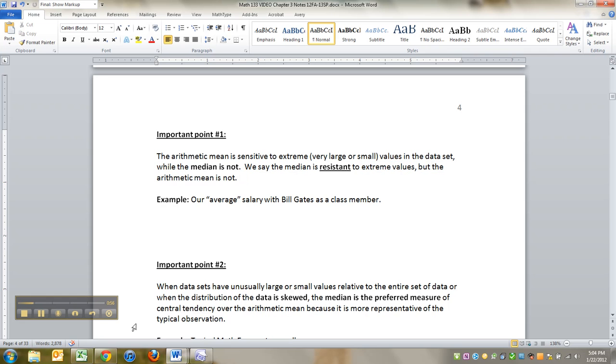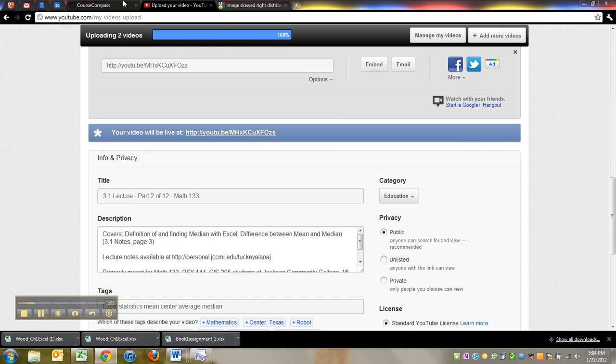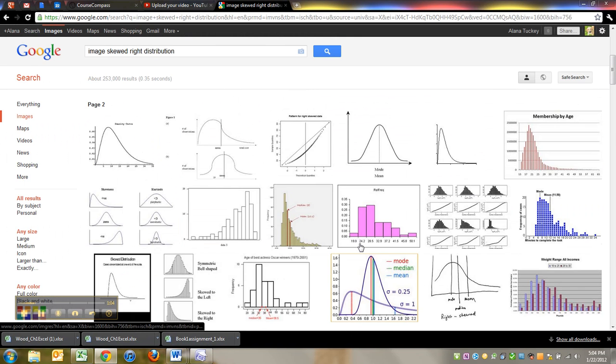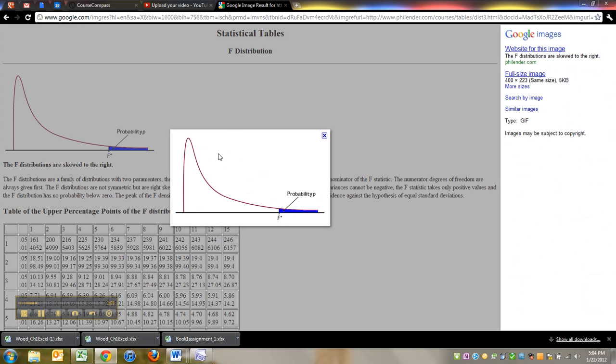So let's just think about, for our class, the average salary. I'm just going to grab a picture, something really skewed. This will work. Okay, so pretend this is the salaries in our statistics class, right? So here we all are, and then way out here, way past out in the white part of the screen is Bill Gates. Like, he walks into our class and he's part of it. Well, what that means is that the mean is going to get yanked towards him, but the median isn't, right?